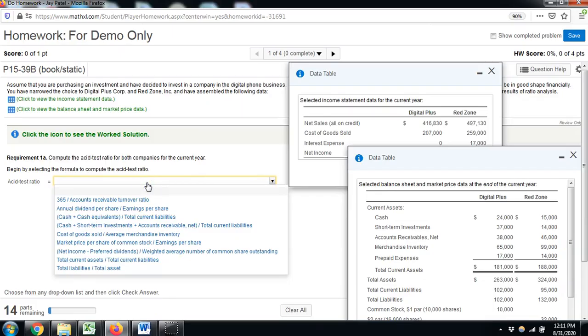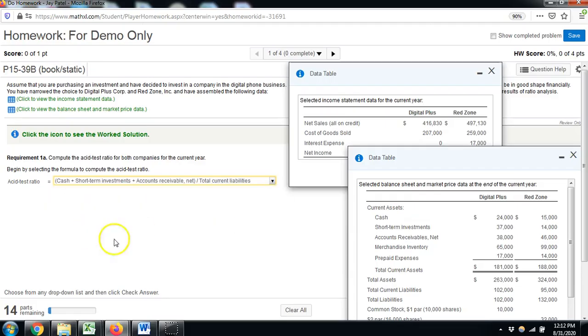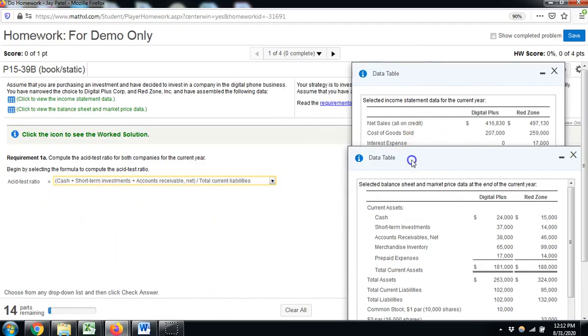So the acid test ratio is basically a way to measure the ability for a company to pay its short-term obligations. So if we look at the list here, cash and cash equivalents, that's a cash ratio. I believe it's this one. Cash, short-term investments, accounts receivable is on our numerator, and the denominator is total current liabilities. So I think it's that one. Let's move these aside.